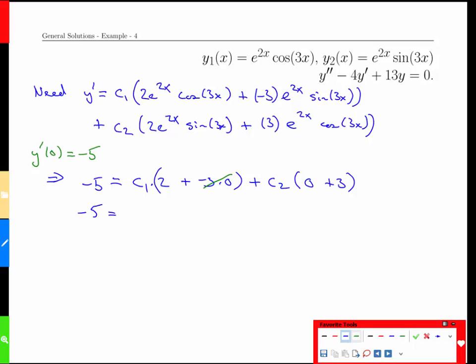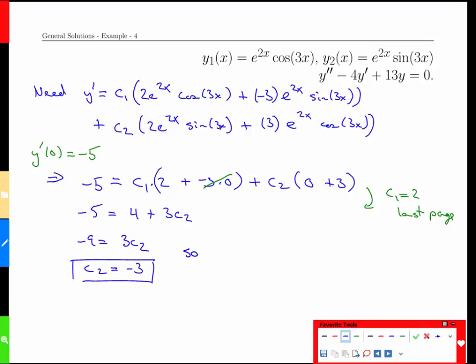Oh wait, we know what C1 is. C1 was equal to 2 from the last page. And so we get 2 times 2 is 4. You can just call it 4 there. Plus 3 C2s. Bring that over. -9 is 3 C2s. And C2 is equal to -3. So y equals C1 was 2. C1 went with the cosine function, e to the 2x cos 3x, and C2 went with the e to the 2x sine of 3x.